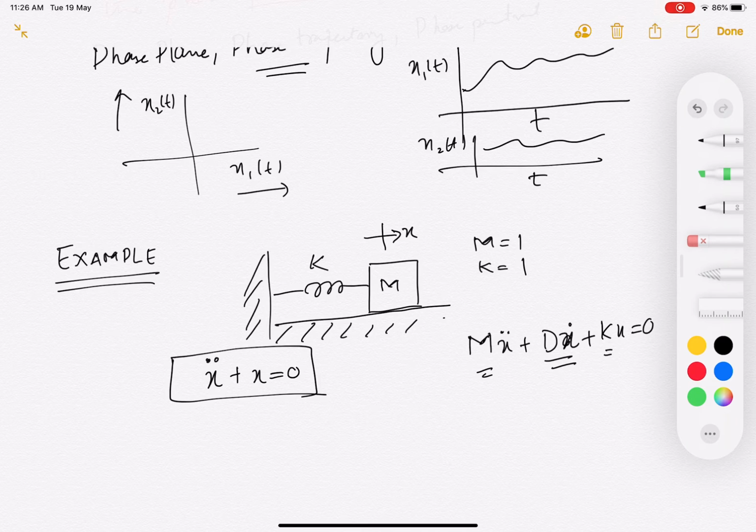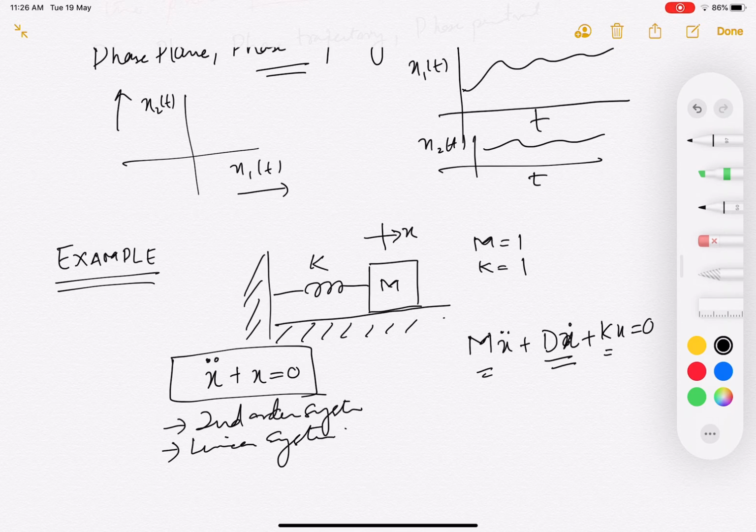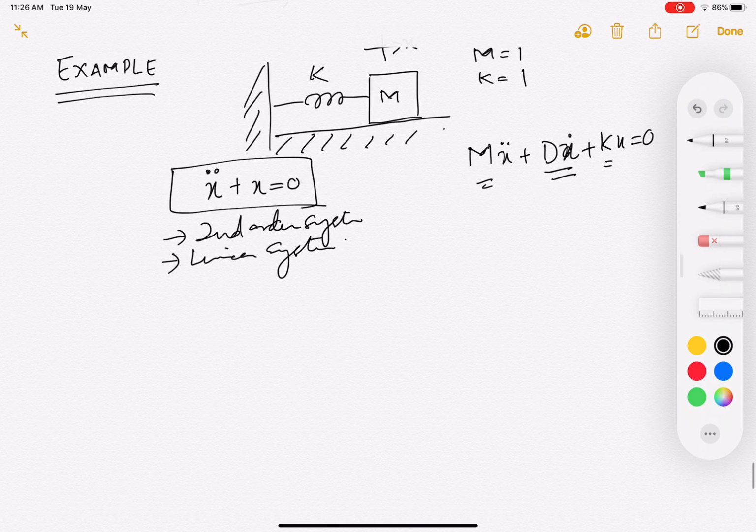Now this is a second order system, right? This is a second order system, and it is a linear system, right? But we can draw the phase portrait for this. So if you solve this x double dot plus x equal to 0, right?